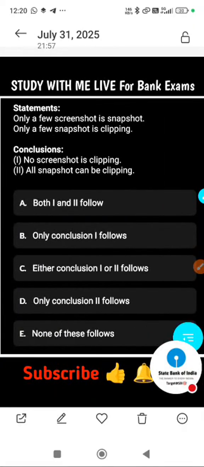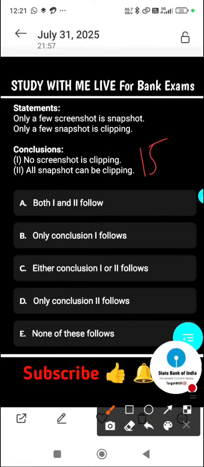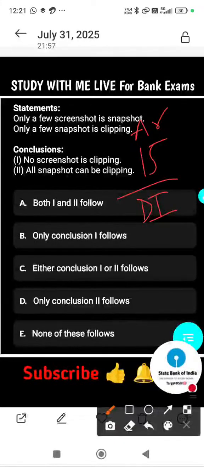In the afternoon session, I'm going to bring approximately 15 arithmetic questions, and if possible I'll bring a data interpretation also, one data interpretation set.